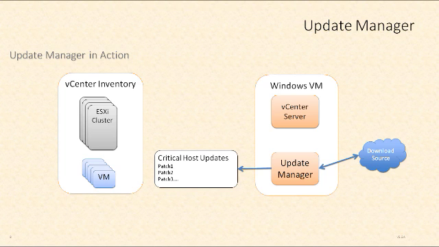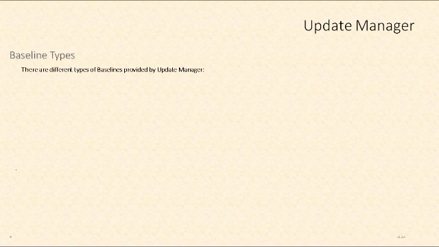We can then attach a baseline to objects in our inventory, like ESXi hosts, and scan those hosts against that baseline. So what we've just done is scanned an ESXi host cluster against the critical host updates baseline. And what that scan operation will do is it'll say, hey, here's the patches that are in this critical host updates baseline. Here's the patches that are already installed on the ESXi cluster, and it'll figure out which ones you need. And once it determines which patches are actually required, you can go about remediating those hosts and installing those patches. We'll talk about the remediation process in just a moment.